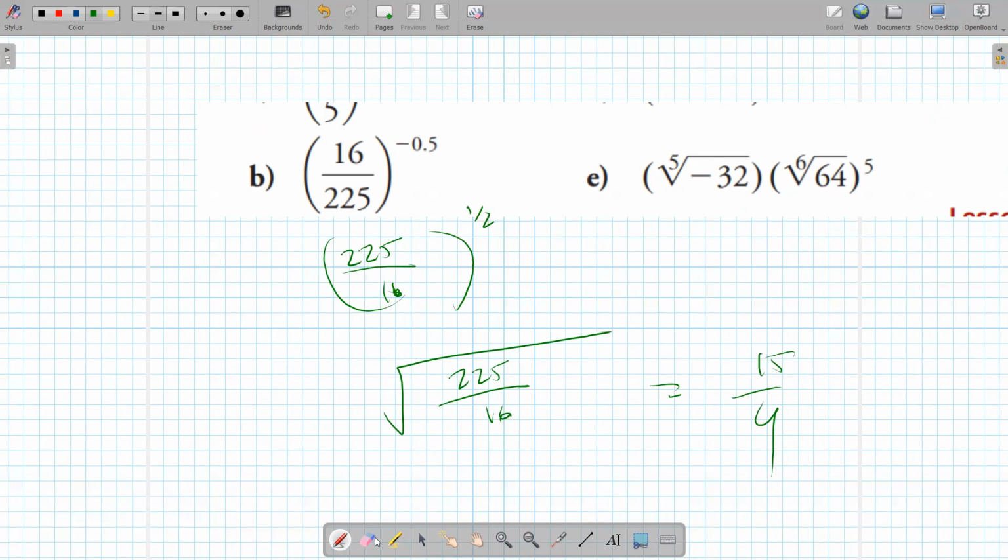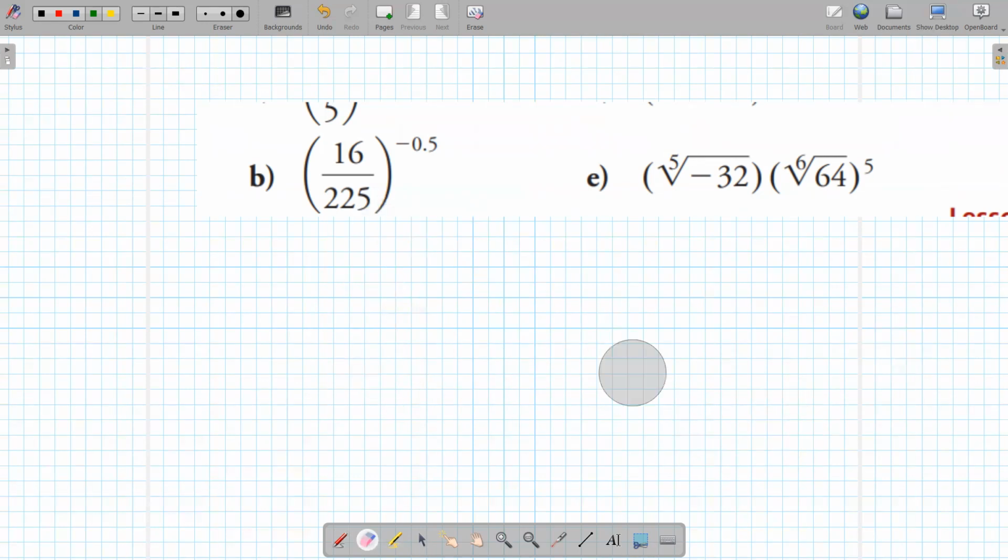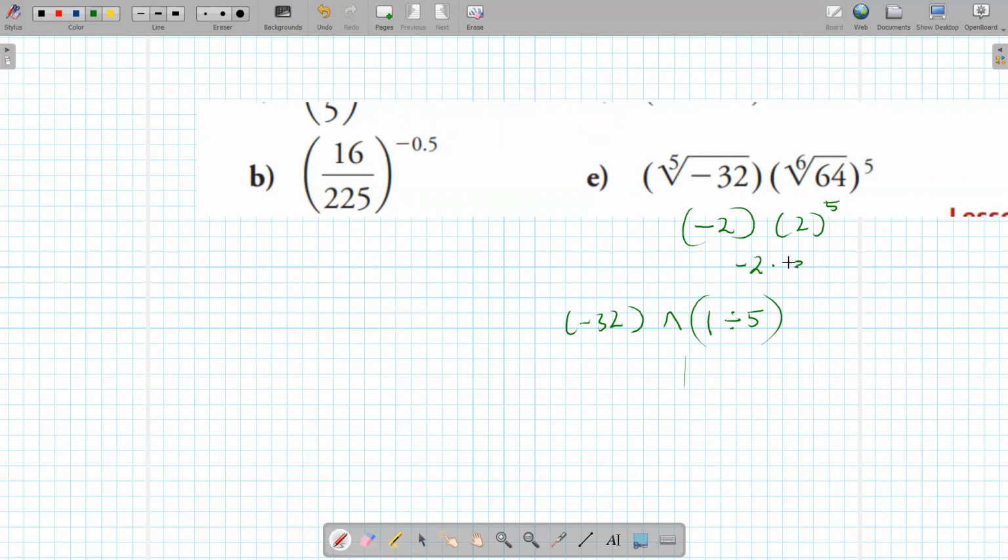Cool? Let's look at E. The fifth root of negative 32. You can also put that in a calculator. What you can do is type it out like this. Negative 32 to the power of 1 divided by 5. Maybe you need to put this in a bracket. It's negative 2, right? It's negative 2. Similarly, the sixth root of 64 is positive 2. Like that to the power of 5. This would be negative 2 times positive 32. So the answer is negative 64.